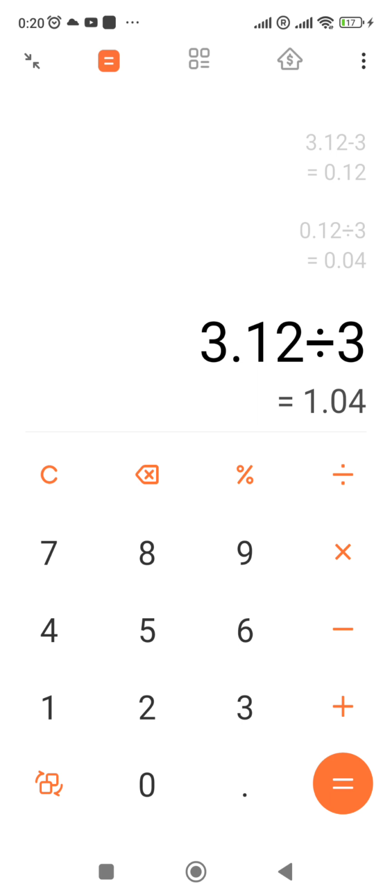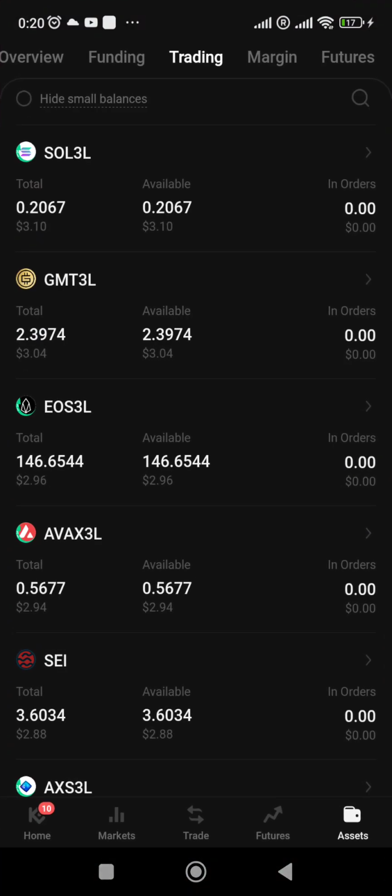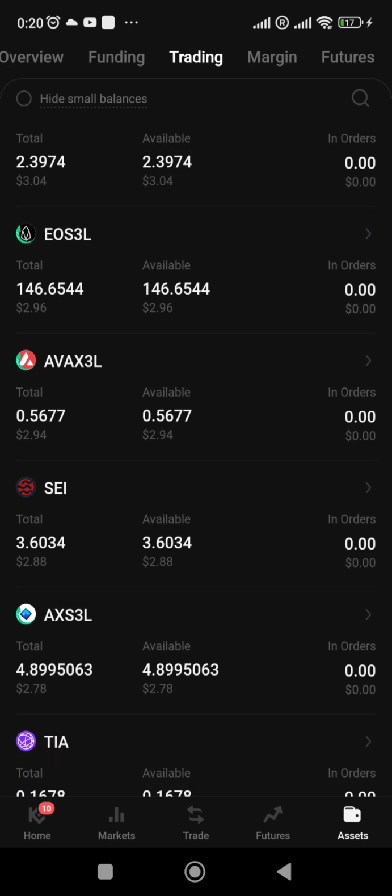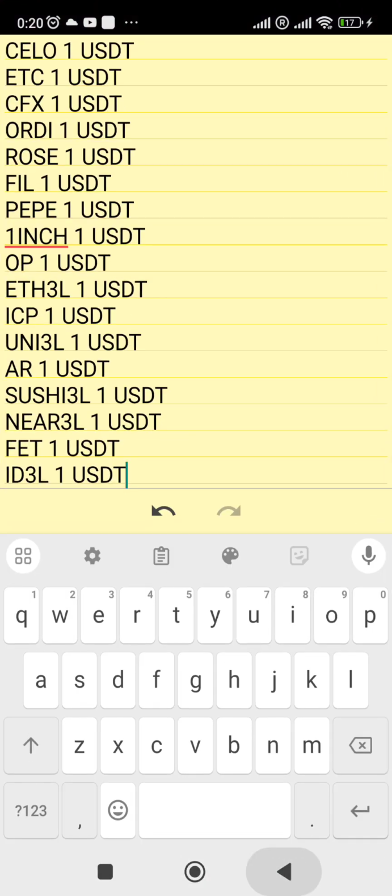If it's 3, then 10% profit is 0.3, 20% profit is 0.6. So I won't sell Sol until it hits 3.3 at least. GMT also until it hits at least 3.3. All right, I'm going to cram EOS, AVAX, SAY, AXS.